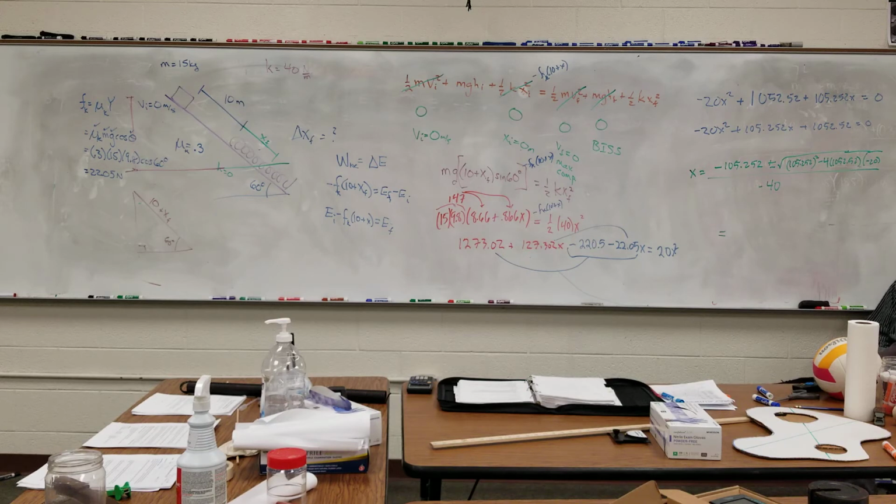So again, expecting a positive and a negative number. Although it's possible that there could be two positive numbers here. No. I expect a positive and a negative number. Gotta be careful about the meaning of the negative number in this case though. 10.348 meters. And a negative solution.